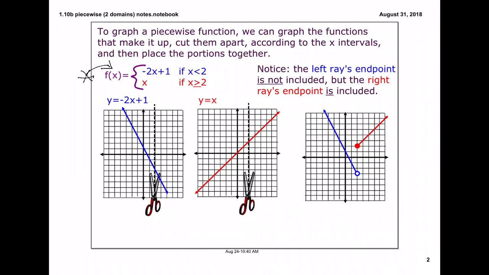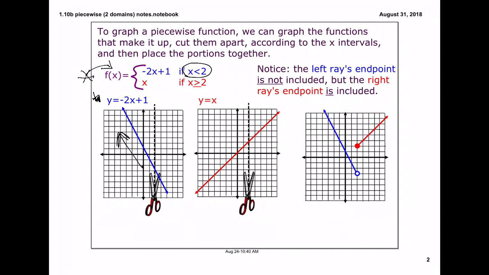The first function is negative 2x plus 1. So you can see right below this, the blue graph that is drawn is y equals negative 2x plus 1. If we then took a scissors and cut our graph where x is less than 2, we would only keep this left-hand portion of our graph.